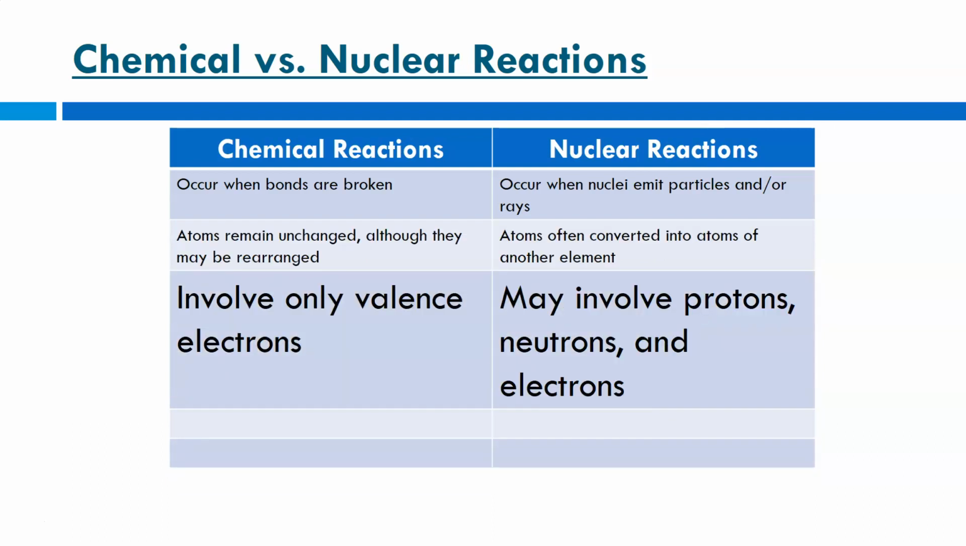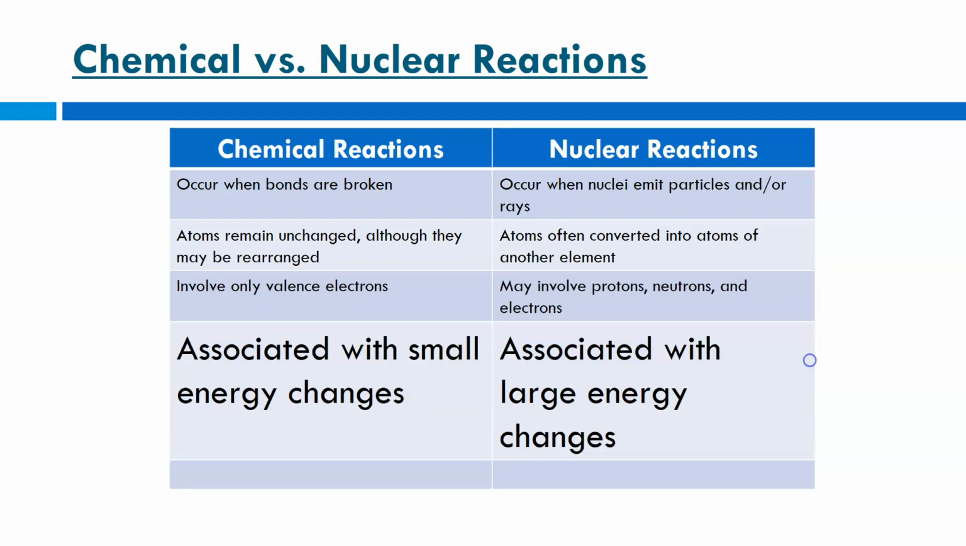For a typical reaction, we are only interested in the valence electrons, the electrons that are on the outside of an atom. Whereas in a nuclear reaction, you could be changing all sorts of particles. Chemical reactions can absorb or release energy, but compared to a nuclear reaction, it's a very small amount. Nuclear reactions, if you think about something like a nuclear power plant or an atomic bomb, right? There are huge amounts of energy being changed.